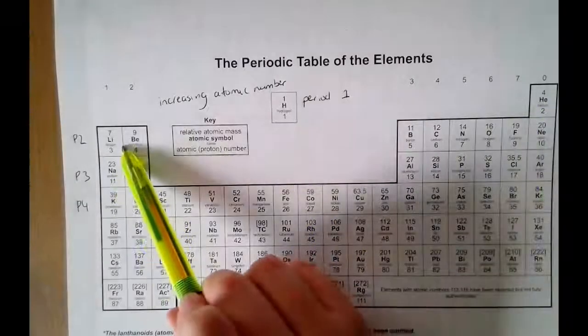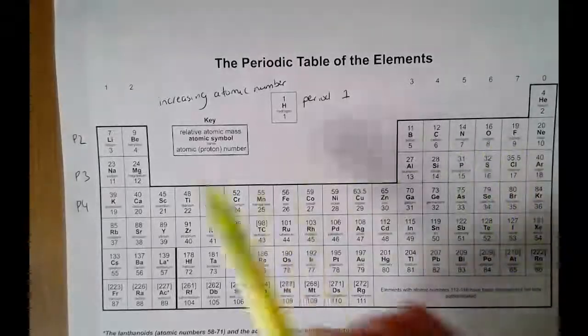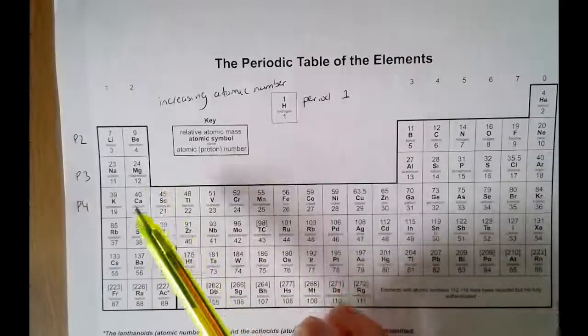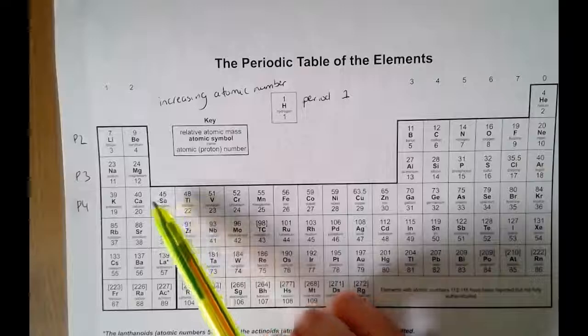If you move down to period 2, you'll need to draw 2 electron shells. Down to period 3, you'll draw 3 electron shells. Down to period 4, you'll need to draw 4 electron shells.